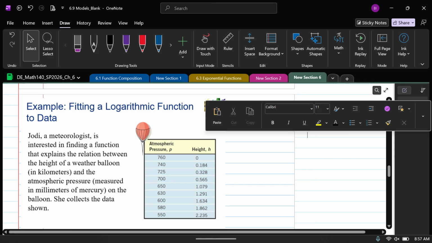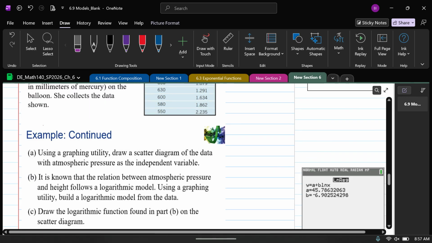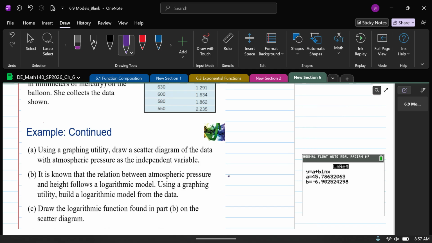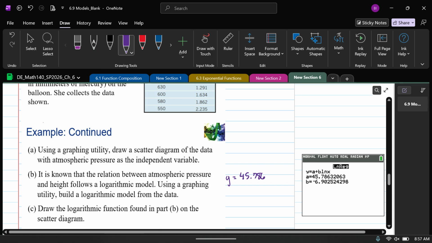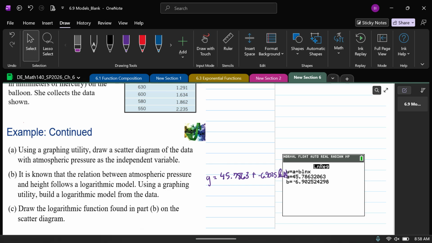All right. So we've got our information there that we want to write that equation. Our equation is y equals 45.7863, since our data had 3 decimal places, plus negative 6.9025 natural log of x. So there's my function. It says draw the logarithmic function onto the scatter diagram, so that means graph that thing.